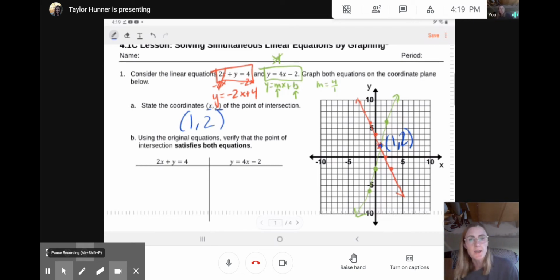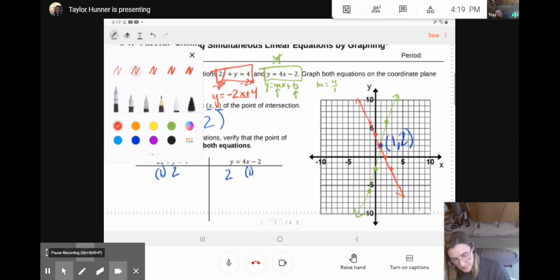Using the original equations, verify that the point of intersection satisfies both equations. This is asking, is this really a solution to each of these equations? Because this point has to work when I plug it into both of these equations. So that means that I need to plug in 1 for my x and 2 for my y, 1 for my x and 2 for my y.